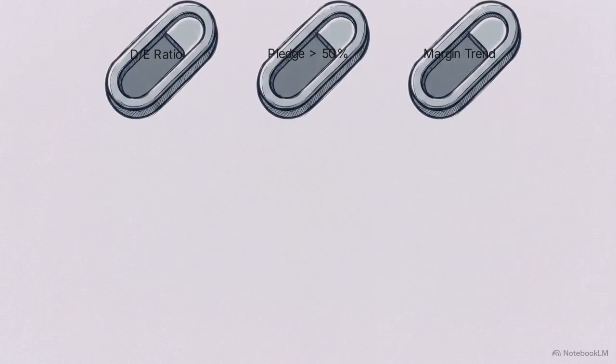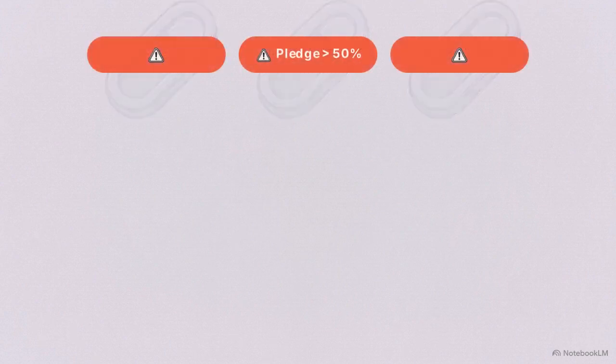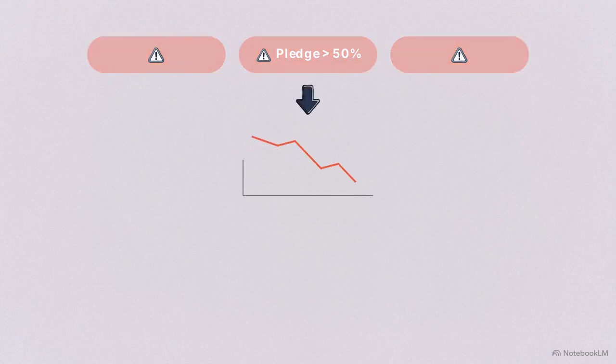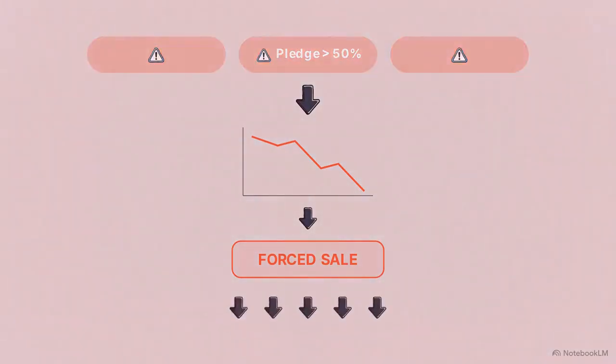Transitioning to the signal badges shifts the focus to structural vulnerabilities. A red flag for promoter pledge indicates extreme danger. If pledges exceed 50%, a falling stock price can trigger a forced sale by lenders, creating a downward spiral.